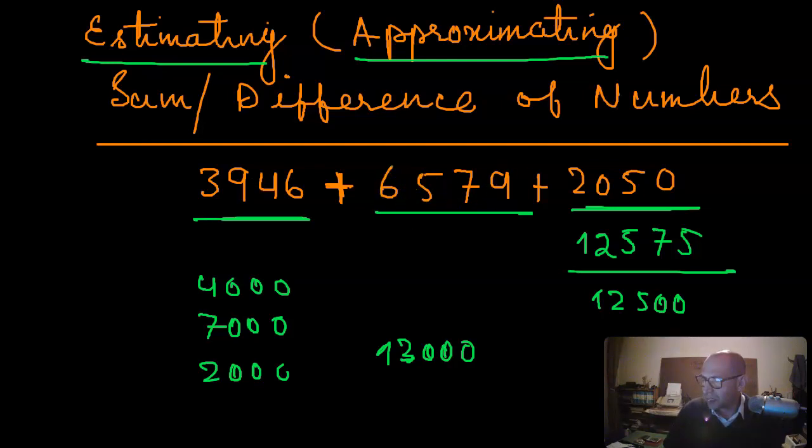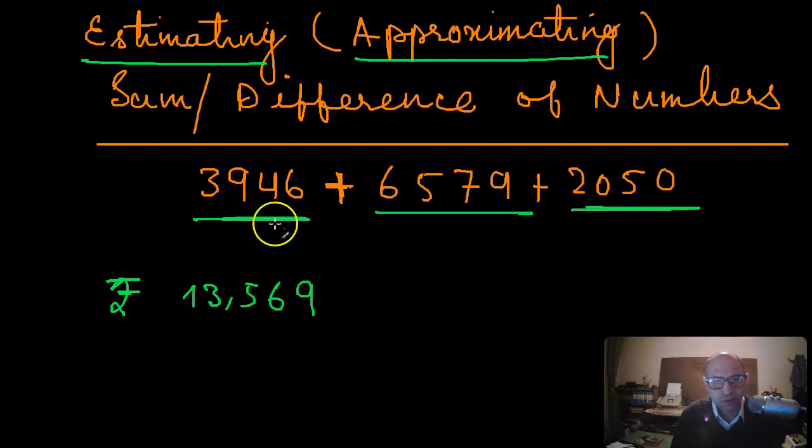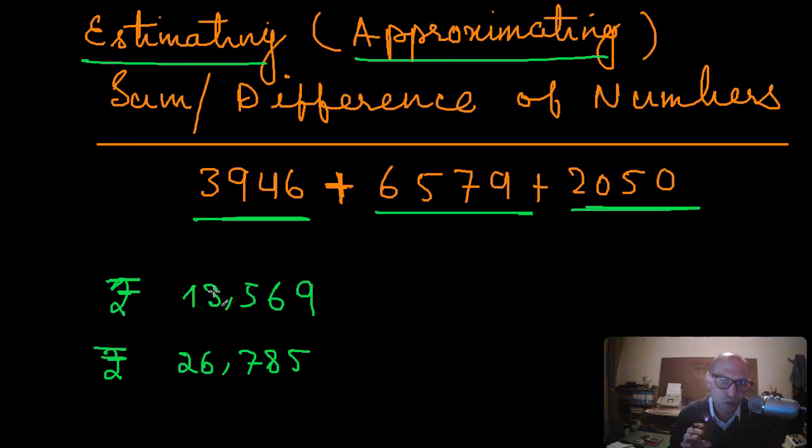So that's one thing. As another example, let's say there is a trader who is to receive money from two different people. The money he is to receive is 13,569 rupees, and the other one is 26,785 rupees. So these are the two items that he is to receive.